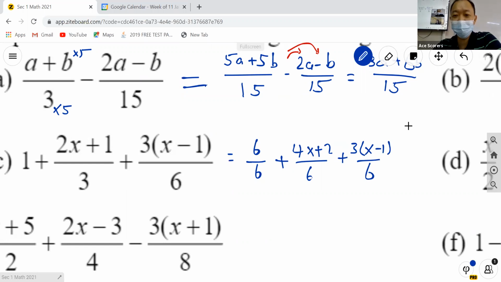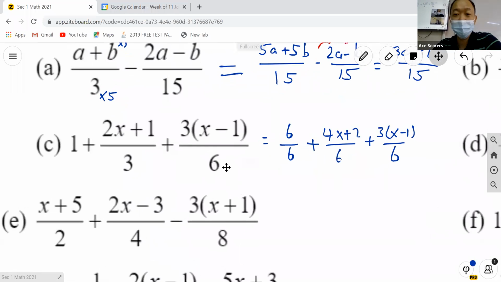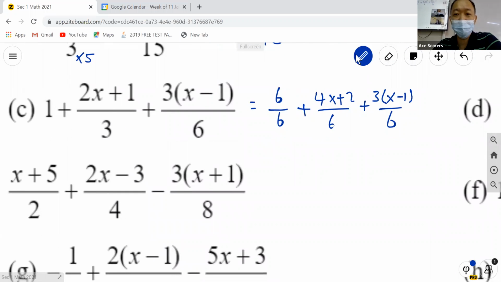Okay, so while you are chit chatting, I already did the B. C, can you see the C? For C, we have a whole number. For the whole number, all you have to do is find the common denominator as well. The common denominator in this case is 6. So whole number 1 is basically 6 over 6. Then here must times 2 and times 2 because I want to make it 6 as well. So the numerator times 2, I get 4x plus 2, denominator becomes 6. Plus here is just 3x minus 1 over 6.